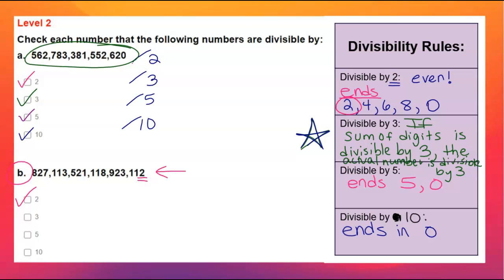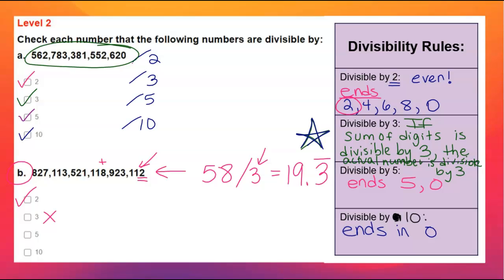To check if it's divisible by 3, we add up the digits, and I got 58 when I added all those up. Now, if 58 is divisible by 3, so is this number? Well, 58 divided by 3 is 19.3 repeating. So since 3 is not a factor of 58, it's not a factor of that large number. So 3 is not an answer.